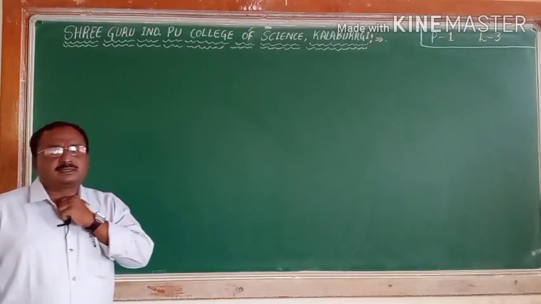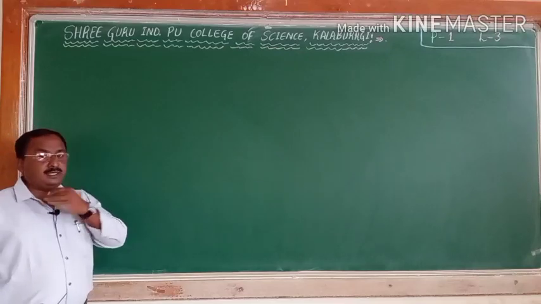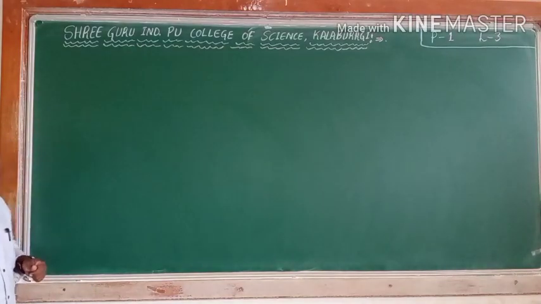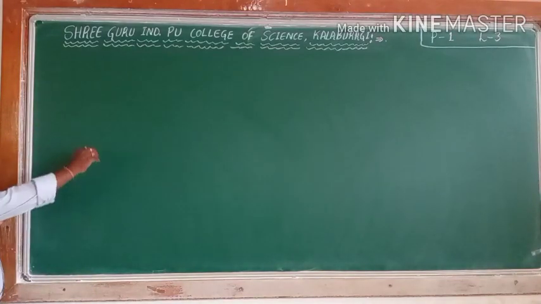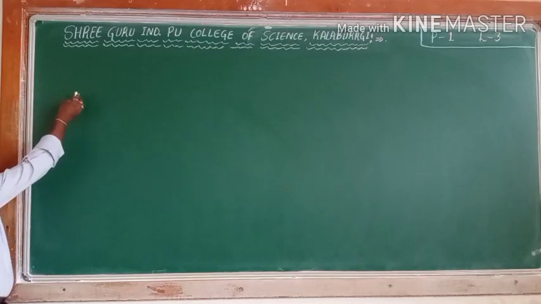Previous classes' introduction to complex numbers is over. Then we start the exercise according to NCERT. Here, 5.1 is the exercise.